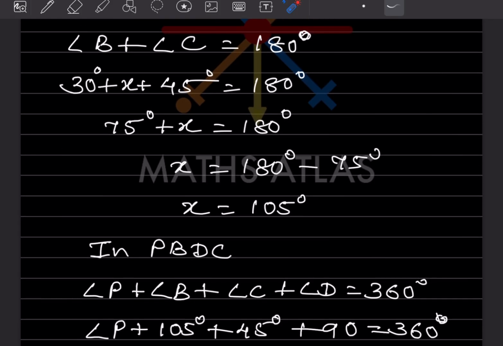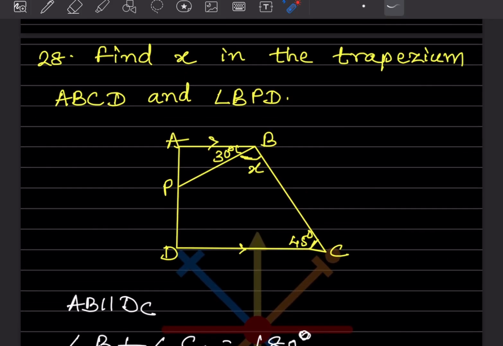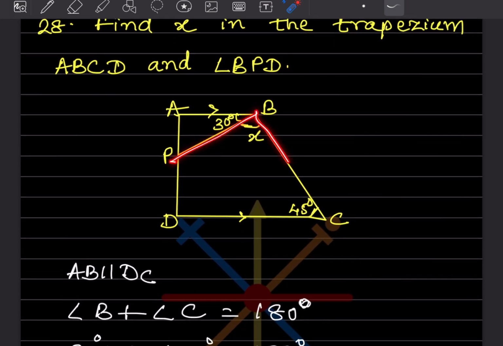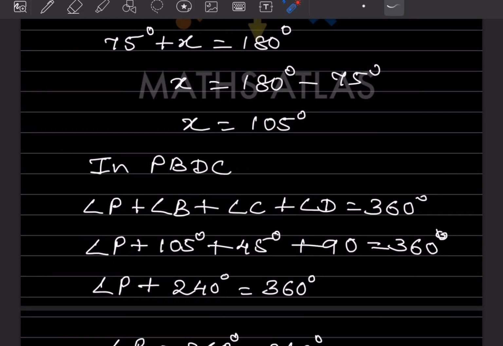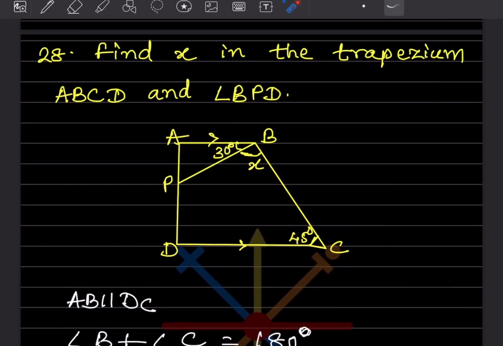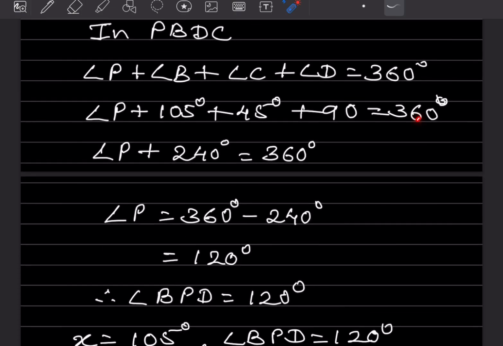Now in PBCD, this part we are going to see. So what we can see, angle P plus angle B plus angle C plus angle D is 360. So angle P we don't know. B we got as 105. C we have already 45, and angle D, you can see this angle D is 90 degrees. So angle P plus this 240 is 360. So angle P is equal to 360 minus 240, that is going to be 120.